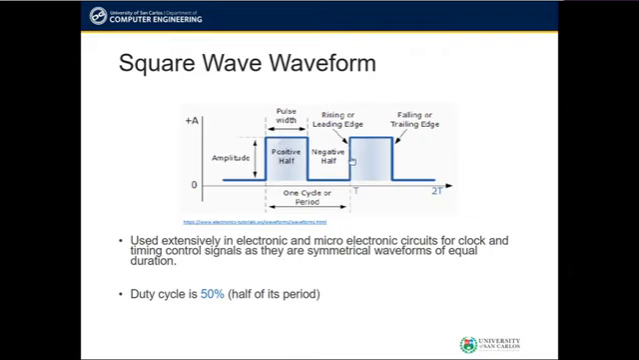This edge part of the signal, where the transition from low to high occurs, is called the rising edge, or leading edge, or positive edge. This edge part of the signal, where the transition from high to low occurs, is called the falling edge, or trailing edge, or the negative edge.